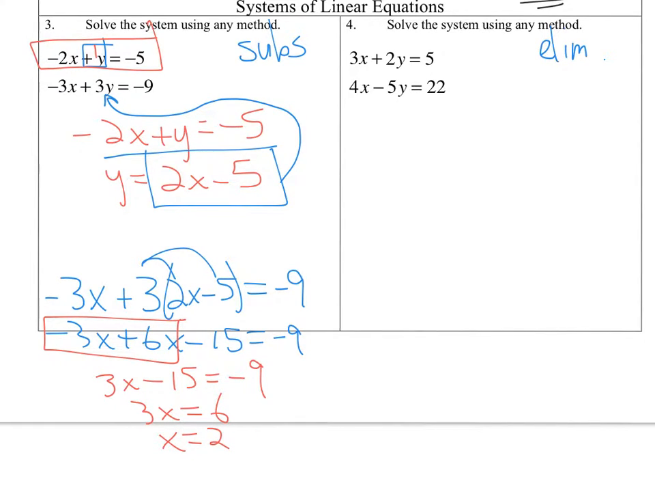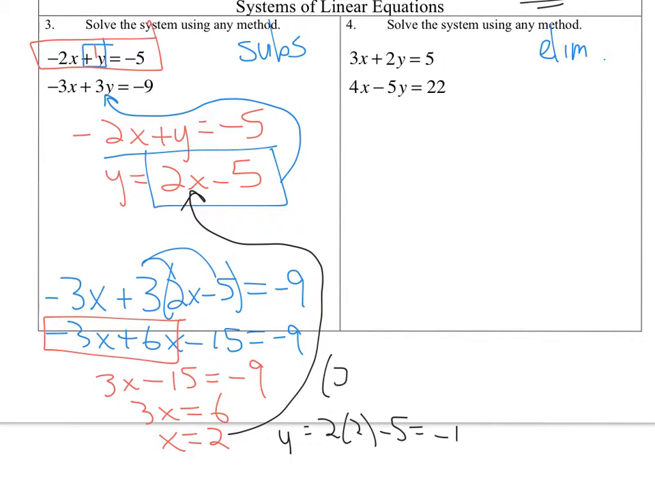Once I know that x is 2, I'm going to take that number and plug it in right there. So y equals 2 times 2 minus 5, which equals negative 1. So then y is negative 1. So 2, negative 1 is my answer.